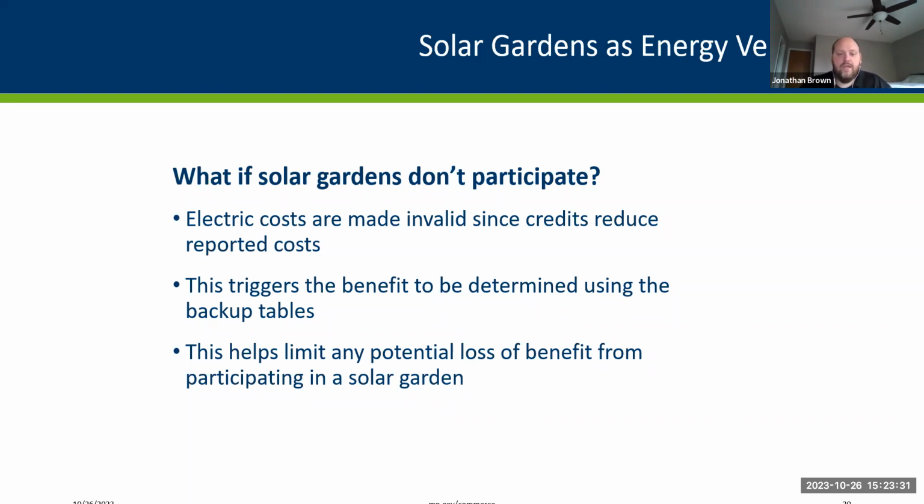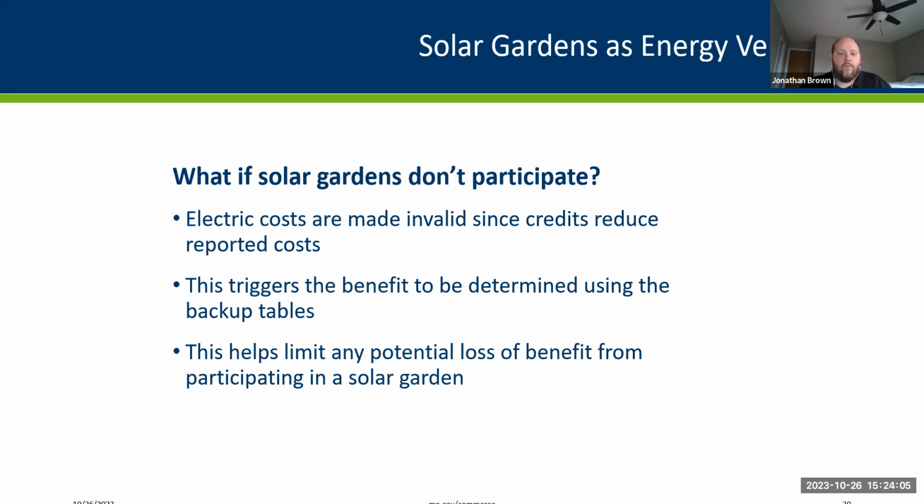So the first thing we do is we would invalidate the electric costs that are provided from the utility. In most cases, it's Xcel Energy in Minnesota that's working with the solar gardens. Essentially what that does is it causes us to use that backup matrix that I talked about before. And the key there is we don't want consumption from their electric provider that is diminished, that has been reduced due to the credits received. We want to try to look at that whole picture.